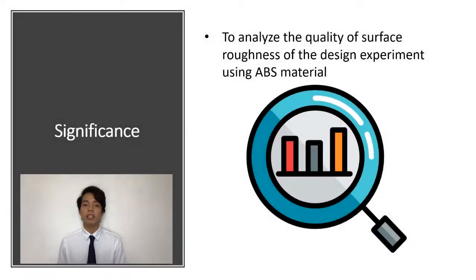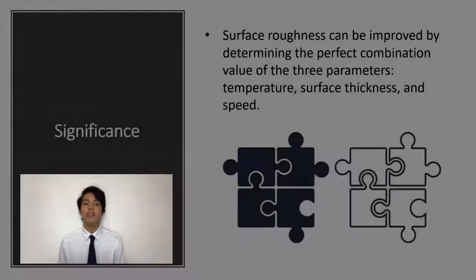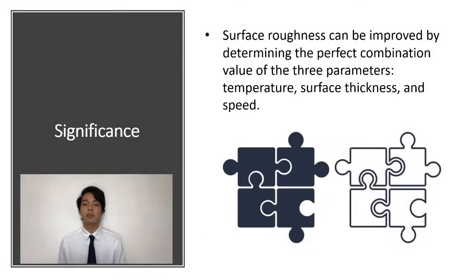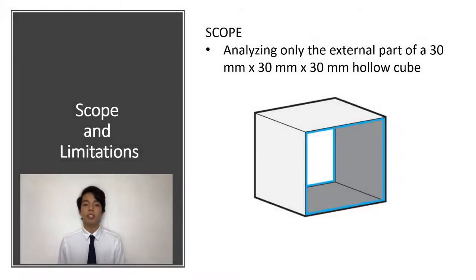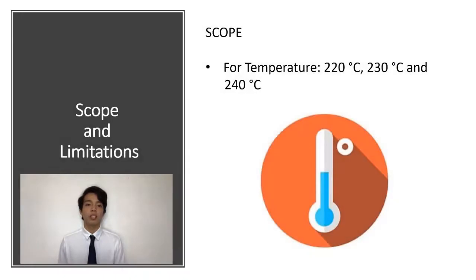For the significance of the study, we want to analyze and improve the quality of surface roughness of the design experiment using ABS material. Surface roughness can be improved by determining the perfect combination value of the three parameters: temperature, layer thickness, and speed. For the scope and limitation of the study, we analyzed the external part of the 30 by 30 mm hollow tube, which has the following parameters during the printing of the specimens.